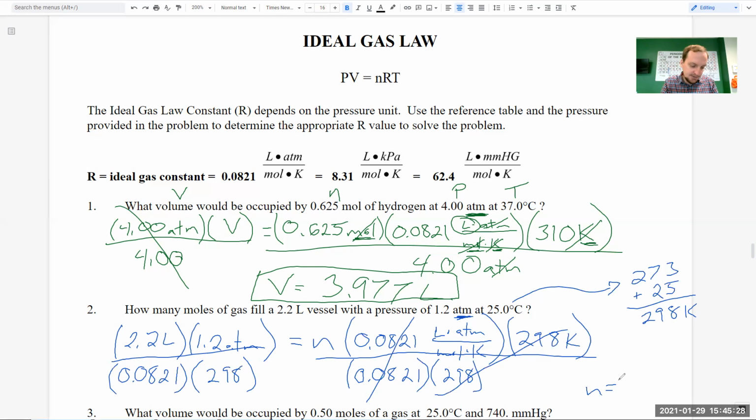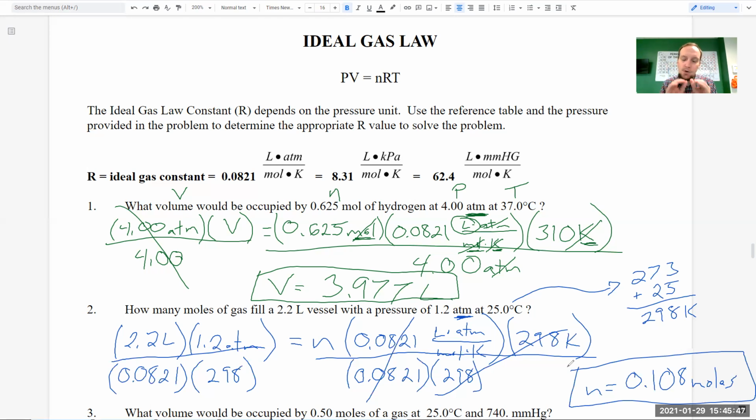So that means when I'm finished, N is going to equal, let's find out, 2.2 times 1.2 divided by 0.0821, divide again by 298, all in one step. You know how I like to do this. 0.108 moles. There's our answer.